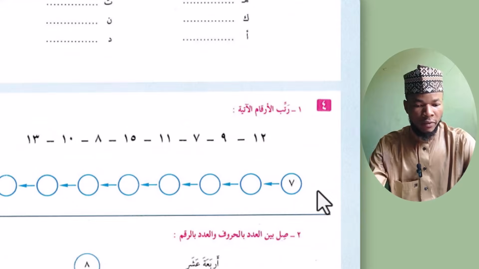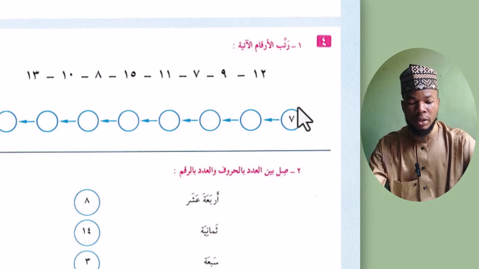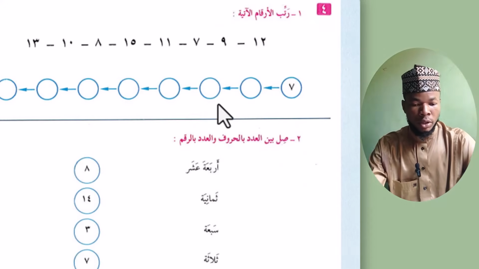So the next one we have رتب الأرقام الآتية, arrange the following numbers. So here we have a range of numbers from number 7, and the highest one is the number 15. So here we will bring the number 7 first, which is sab'atun. Then the next one is 8, that is thamaniyatun, 8, tis'atun, 9, asharatun, 10, ahada ashara, 11, then ithna ashara, 12, thalathata ashara, 13. So this is how to do this exercise.